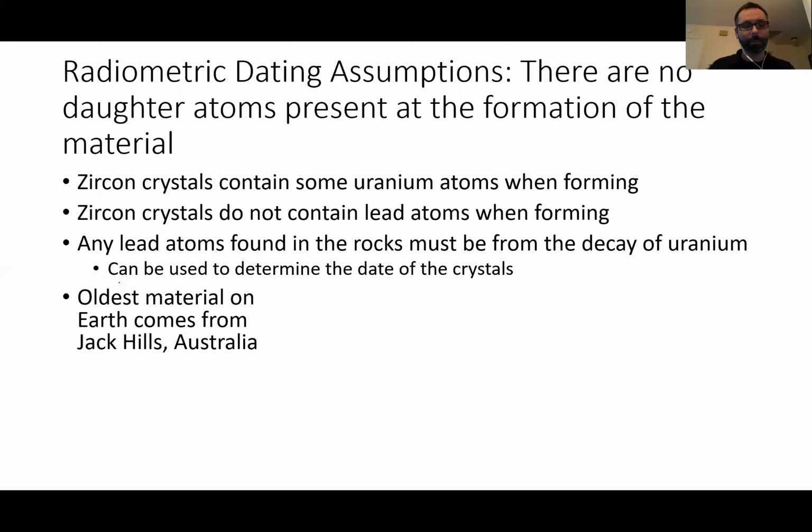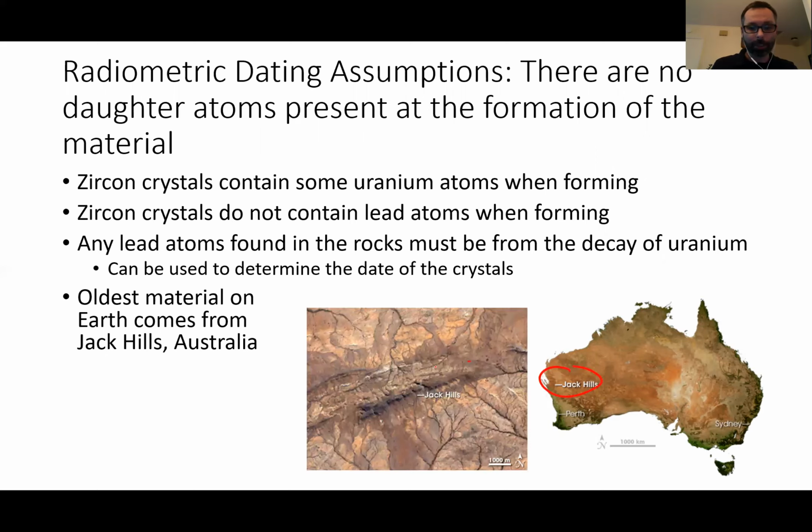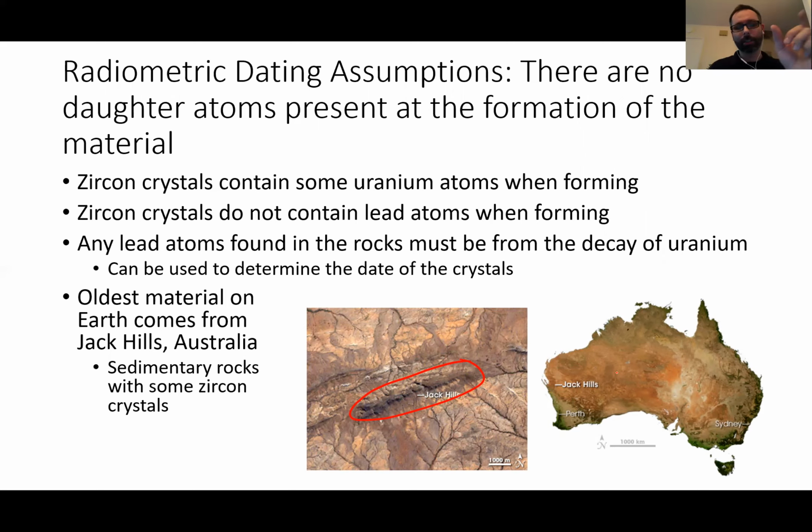So people have been looking for the oldest rocks everywhere. The Jack Hills rocks over in Australia. It's just a small hill range, not big enough to be mountains, but these are some really old rocks. The rocks themselves had little pieces of zircons inside of them.